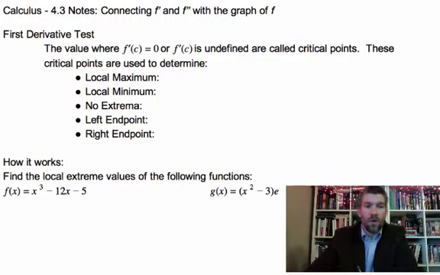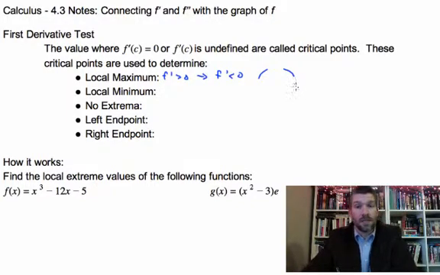You have a local maximum if, as you're trucking along, the derivative goes from being greater than 0 to being less than 0. Why? Because we learned in the previous section that if the derivative is greater than 0, your original function is increasing. When the derivative is less than 0, your original function is decreasing. So what happens at this point right here? We have a max.